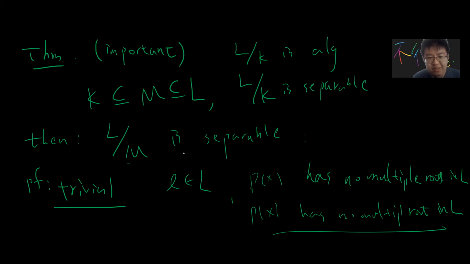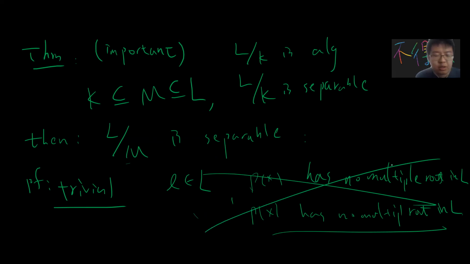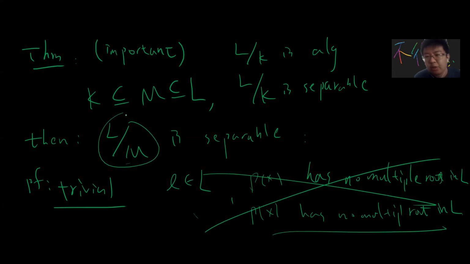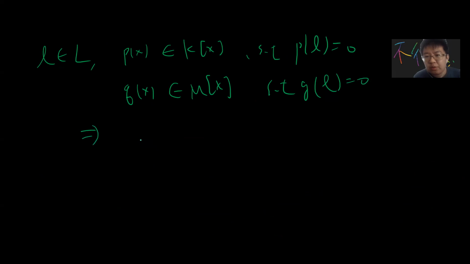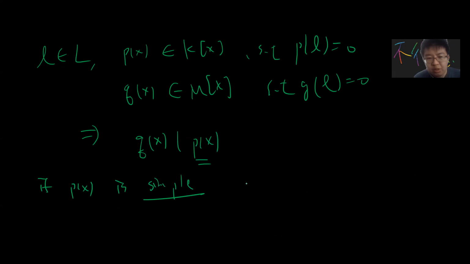Maybe this is not a good way to say it. Let's say this. Given l belonging to L, there is a minimum polynomial P of X in K of X such that P of l is 0. Now in M there may be another minimum polynomial. So there exists a Q of X in M of X such that Q of l equals 0. By the previous theorem in the previous video that I proved, Q of X divides P of X. So if P of X has no multiple roots in L, then Q of X will not have multiple roots in L. If P of X is simple, meaning no multiple roots, then its factor is also simple. So Q of X is simple.